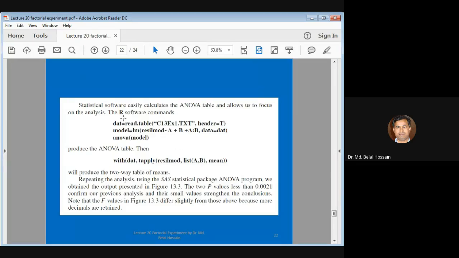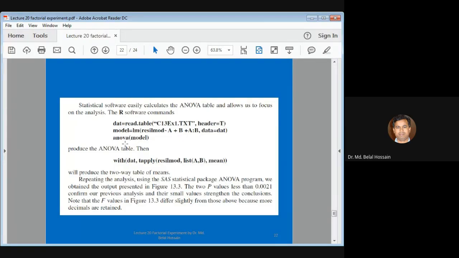We write capital R to note that this is the statistical software R. It says the data set is named C13XL1. Okay, .txt means this is text data. Header equals TRUE means the first column is the name of the variable. Okay, lm is the linear model, and this is the dependent variable name. The tilde indicates the formula: alpha a, b, and ab interaction, factor a, factor b, and interaction. This is the data name.